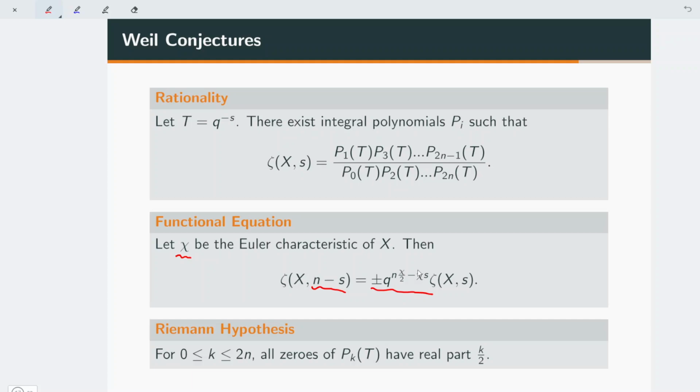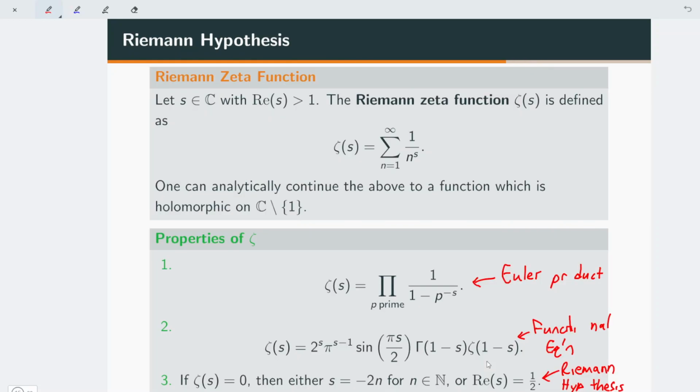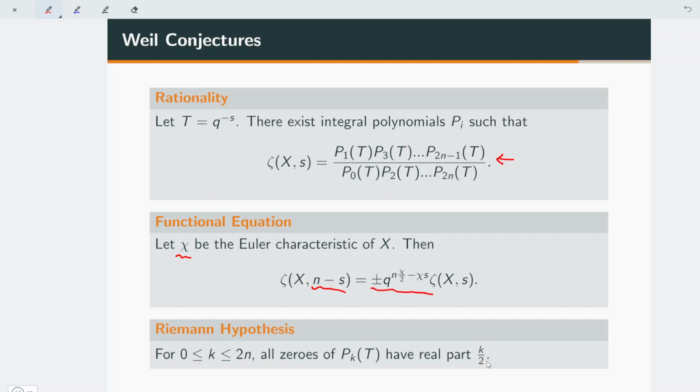That's the functional equation. Then there's the analog of the Riemann hypothesis, which says that the zeros of each of these polynomials up here lie on a so-called critical line, a vertical line in the complex plane. They all have the same real part. And hopefully you see an analogy with the Riemann hypothesis for the Riemann zeta function. So if you know the zeros of those polynomials, then of course you know all the zeros of zeta itself.